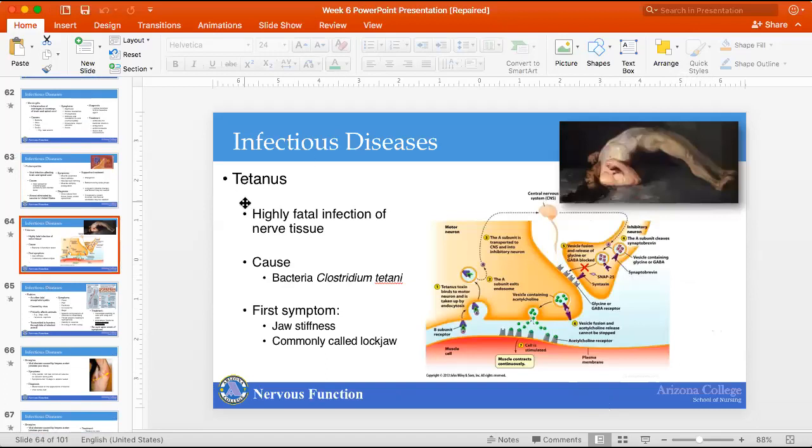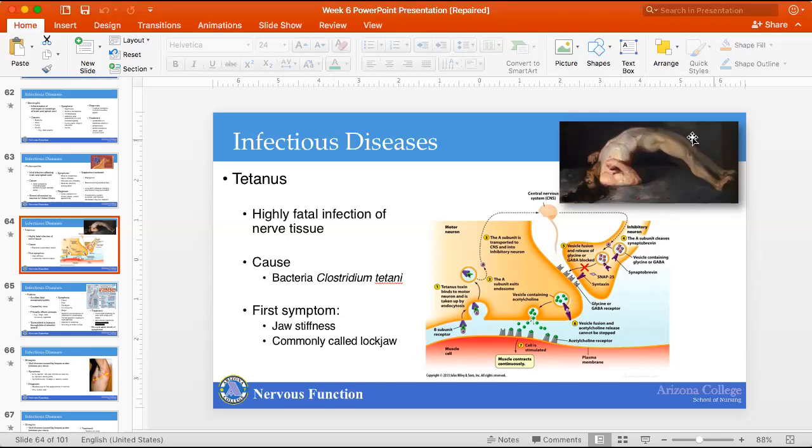Tetanus, highly fatal infection of the nerve tissue. This is another one that in this country we don't typically see anymore because of the effectiveness of vaccinations. But this is a picture. I don't remember the time frame of this picture, but it would be a picture of someone who had tetany, who was infected with this bacterial infection several centuries ago. And you can see the extreme locking up of his body, that his body is so locked up that he's not putting himself in this position. His body is stuck in this position.